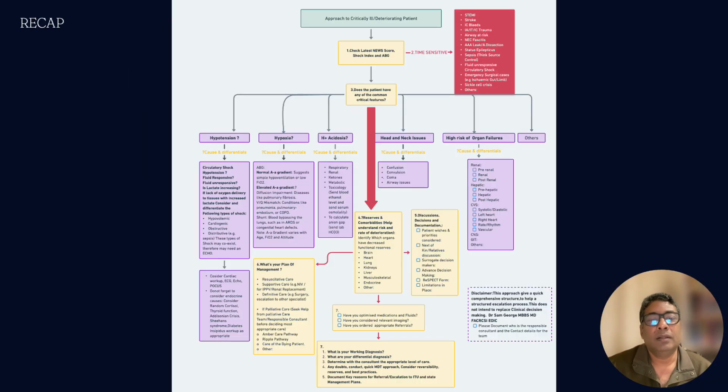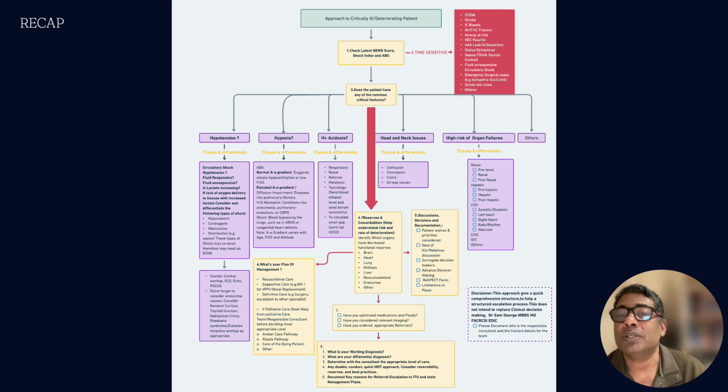Now, recap: approach to a critically ill or deteriorating patient. Always check the latest NEWS score, shock index, I would say, and ABG, and check these before you even talk to others. But always work through the time-sensitive ones. Could it be a STEMI? Could it be a stroke? Intracranial bleed? Intra-aortic, intrathoracic, or intracranial trauma? Airway at risk? Necrotizing fasciitis? AAA leak or aortic dissection?